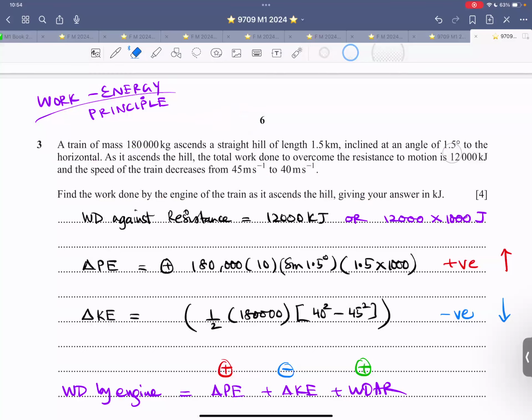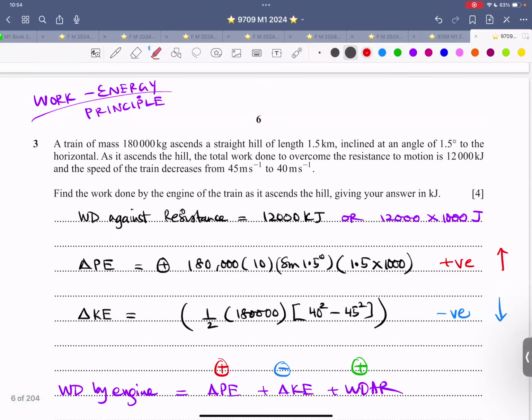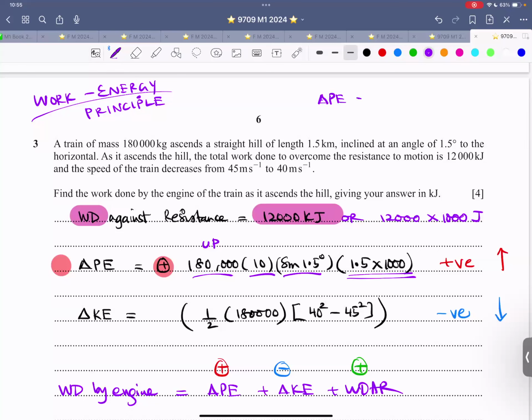Okay. Now, the very first thing is work done against resistance. This is given. So let me use a color over here, the purple color. That is this thing, work done against resistance. This is given. The second thing, the change in potential energy. The change in potential energy will be positive. Why? Because it's going up, it's ascending. So change in potential energy is mg sine theta into distance along the plane. That's the formula I have used.